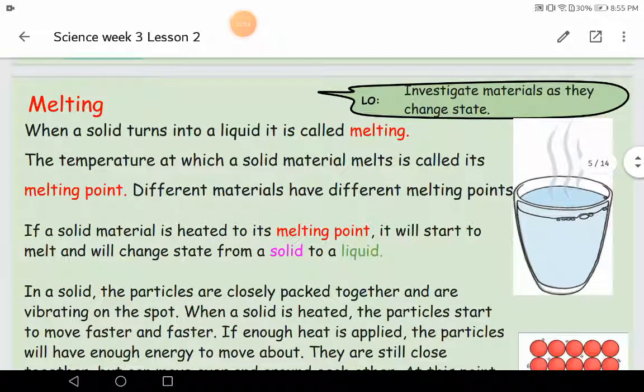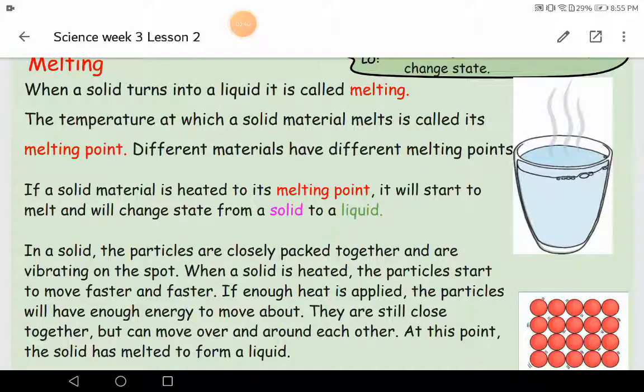Melting. When a solid turns into a liquid, this is called melting. The temperature at which a solid material melts is called the melting point. Different materials have different melting points. If a solid material is heated to its melting point, it will start to melt and will change state from a solid to a liquid.